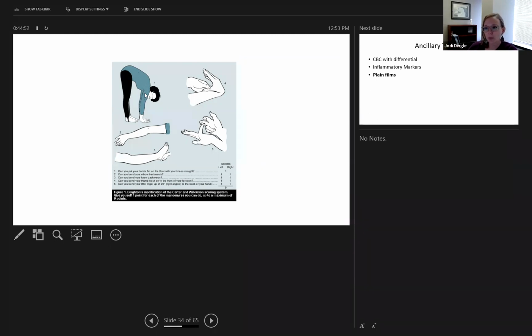So you can have a maximum score of 9 if you can do all of these things, 1 for each side of the limbs and then +1 for the forward bend. And I think it's a cutoff of like 5 or 6 to qualify for being hypermobile.